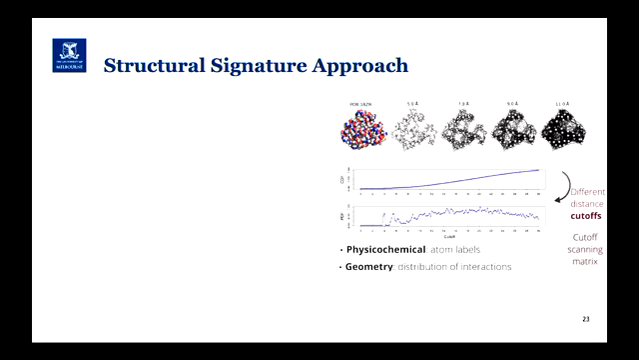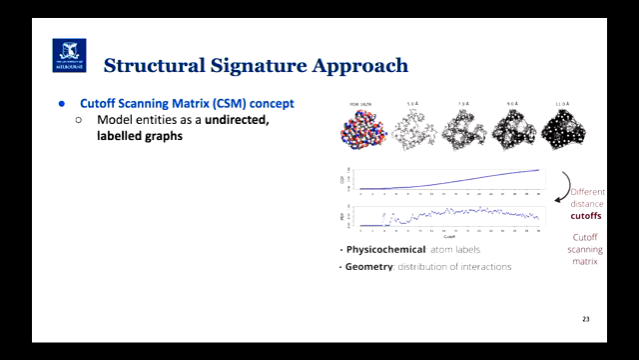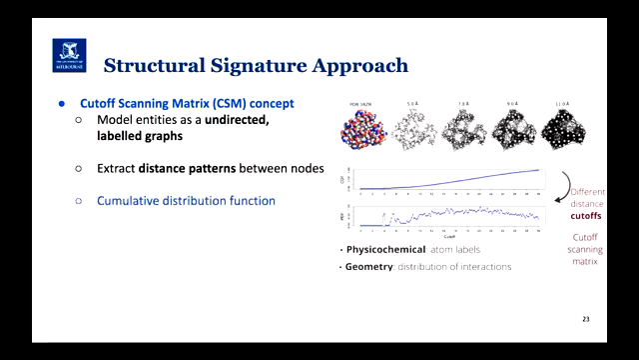The way we implement this is using a concept called cutoff scanning matrix, or CSM. It's as follows. We take our proteins and model them as undirected labeled graphs. The information we want to extract to represent its topology is a distance pattern between the nodes, and we represent this distance as a cumulative distribution function.